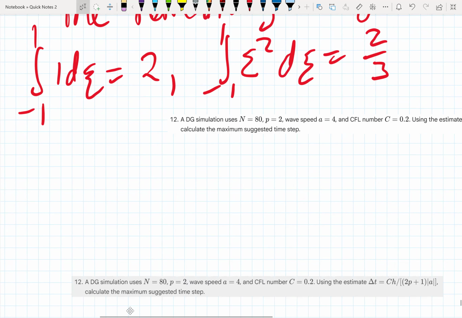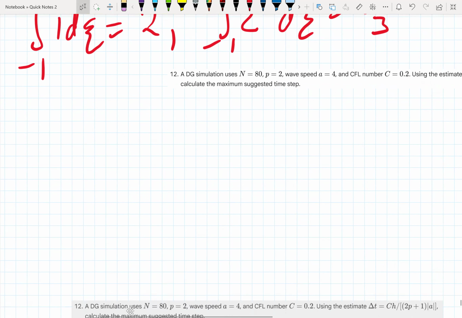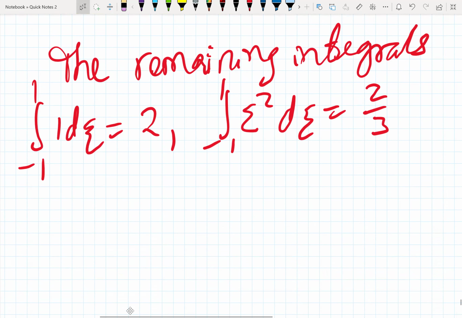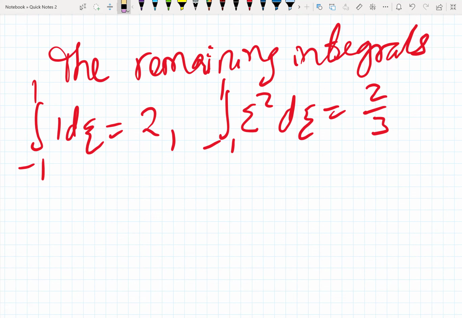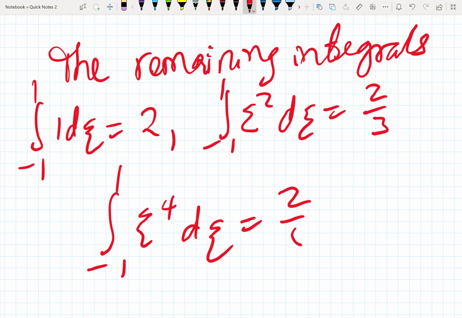Okay, so with that in place, we have done these other integrals now. We also have the integral from -1 to 1 of psi raised to power 4 d psi. That will be 2 over 5. If you do this integration, you get 2 over 5. So you see, for all the odd ones, you get 0.